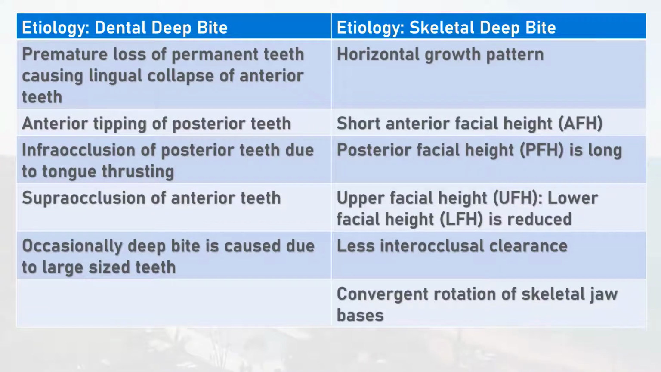The dental deep bite could be due to premature loss of permanent teeth causing lingual collapse of anterior teeth, anterior tipping of posterior teeth, infraocclusion of posterior teeth due to tongue thrusting, or supraocclusion of anterior teeth. Occasionally, deep bite is caused due to large-sized teeth. A skeletal deep bite can be caused by horizontal growth pattern, short anterior facial height, long posterior facial height, reduced upper facial height, reduced lower facial height, less interocclusal clearance, and convergent rotation of skeletal jaw bases.